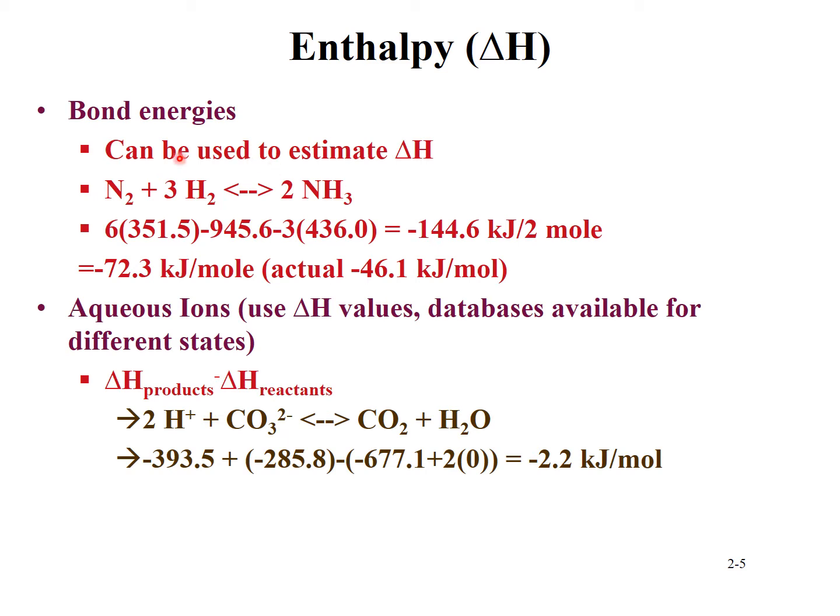An example here is for ammonia. You can use the bond energy, so it's the products minus the reactants. So there are 3 nitrogen-hydrogen bonds per ammonia. There's 6 overall. Subtract that from the nitrogen and the 3 hydrogens. You get a bond energy listed here, and if you normalize that to 1 mole, you get something that's actually close to the actual value. So the bond energies, if you don't know a system, can actually be used to estimate the potential enthalpy.